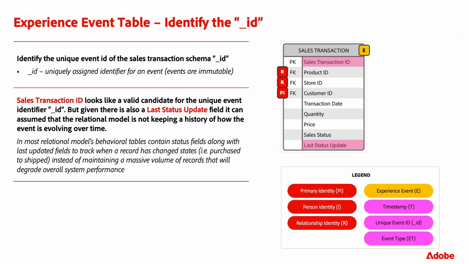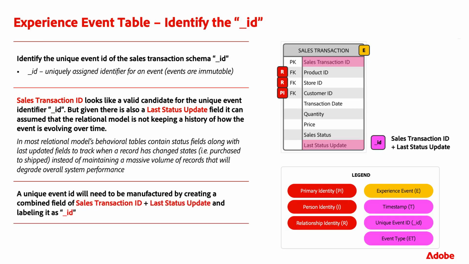And it's actually pretty simple. Here, you should use the sales transaction ID and the last status update from the table in a concatenated fashion to create the unique ID. This way, every time the record is changed, the ID, by default, is also changed, allowing you to capture each mutation of the record within the real-time customer profile.